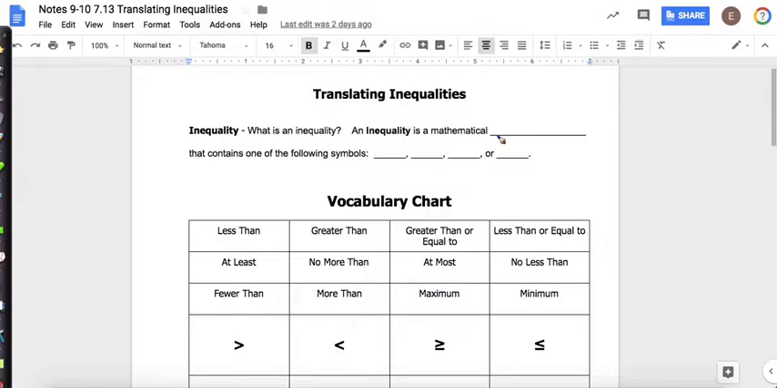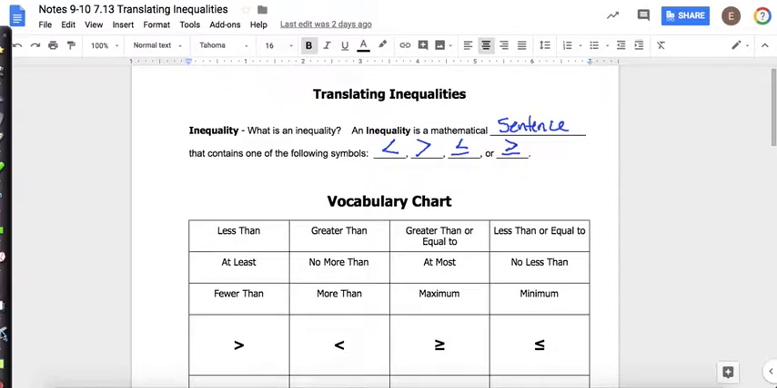So what is an inequality? An inequality is a mathematical sentence that contains one of the following symbols: less than, greater than, less than or equal to, or greater than or equal to. Okay, now we're going to look at the vocabulary chart and decide which symbol represents which of the phrases.